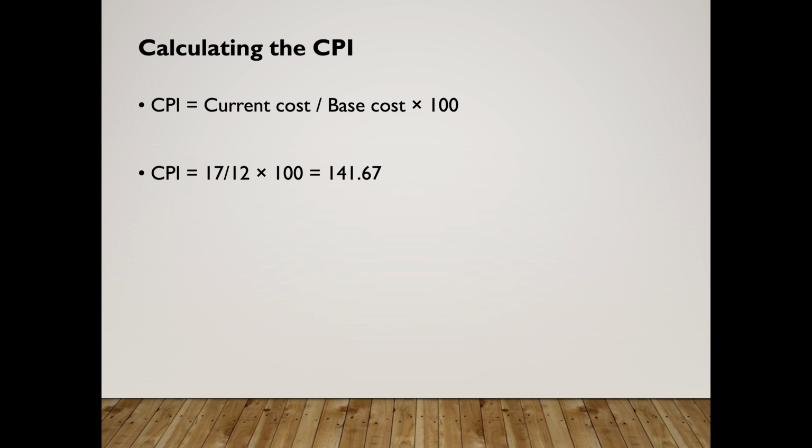Now we turn those basket costs into an index. The formula for CPI is cost in current year divided by cost in base year times 100. So here, CPI is 17 divided by 12 times 100, which is 141.67. What does 141.67 mean? It means the cost of this basket has gone up by about 41.67% since 1990. Prices are roughly 1.4 times higher for this set of goods.